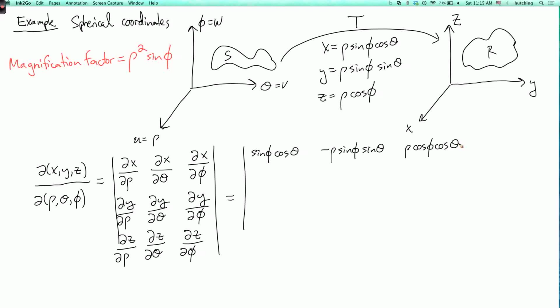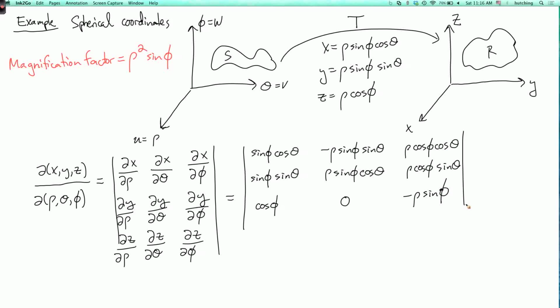Okay, then the next row, so I have dy d rho, which is sine phi sine theta. Dy d theta is rho sine phi cosine theta. And dy d phi is rho cosine phi sine theta. Then the last row I have dz d rho, which is cosine phi. dz d theta is 0 because there's nothing depending on theta in there. And dz d phi is minus rho sine phi.